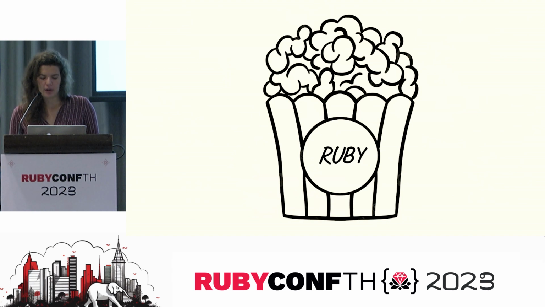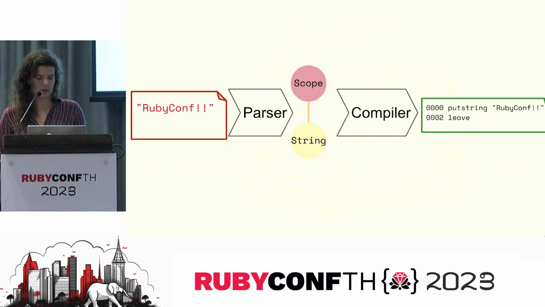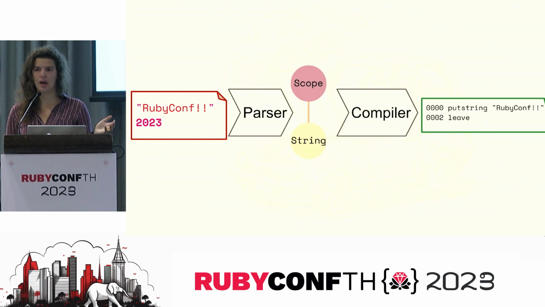But the one I wanted to talk about today is this popped optimization. In order to understand what's going on here, I want to make our code a little more complicated, not substantially more, but I'm just going to give us a number after RubyConf. RubyConf 2023 on 2 separate lines. Now, what do we expect to get when we run this code? 2023, yeah, exactly.